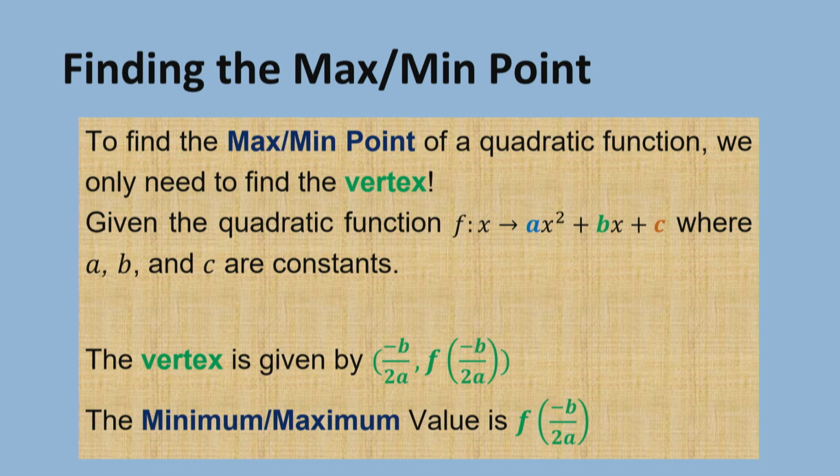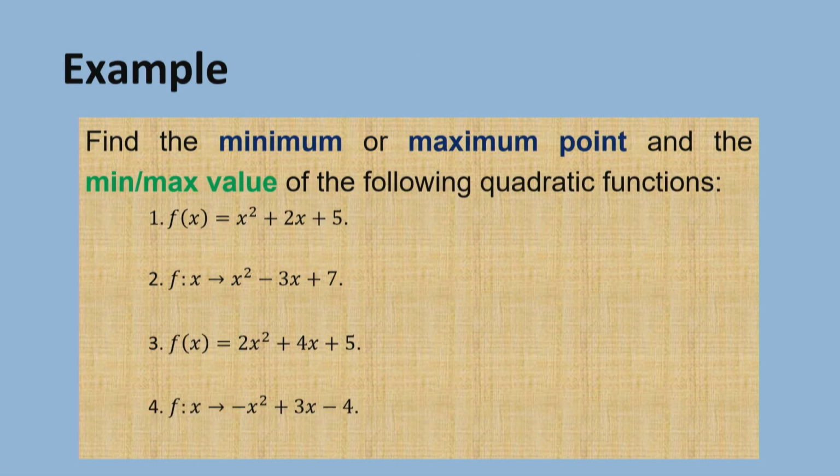So, the minimum or the maximum value. Remember, the vertex gives the point. For the minimum or the maximum value, that's only the y value, that is f(-b/(2a)). Let's take an example. Suppose that we need to find the minimum or the maximum point and the minimum or the maximum value of the following quadratic functions.